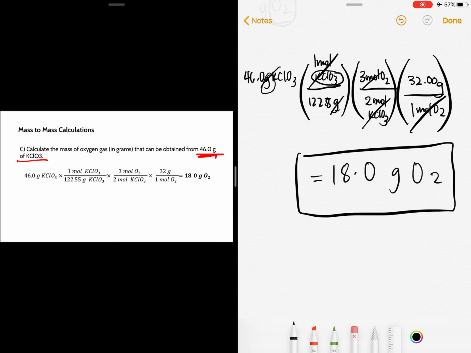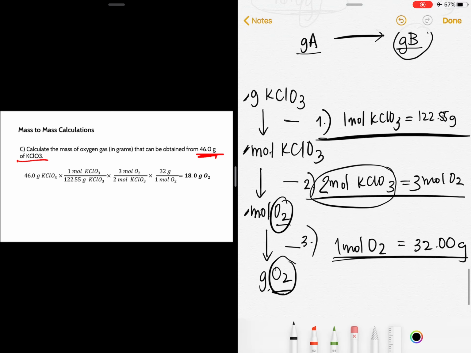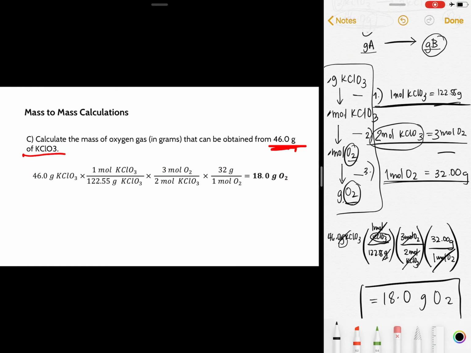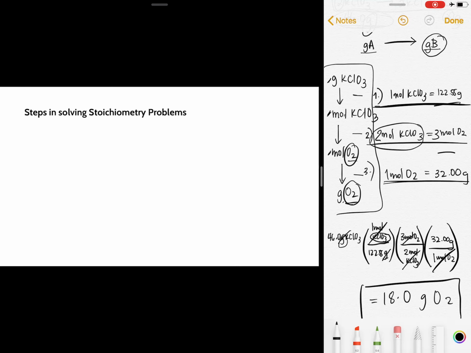So let me summarize the steps, no? Whenever you solve stoichiometric problems, first check if the chemical equation is balanced. Next, strategize. Once you have figured out how to go from one unit to another, you write your conversion factors and then you solve. So it's as easy as that.